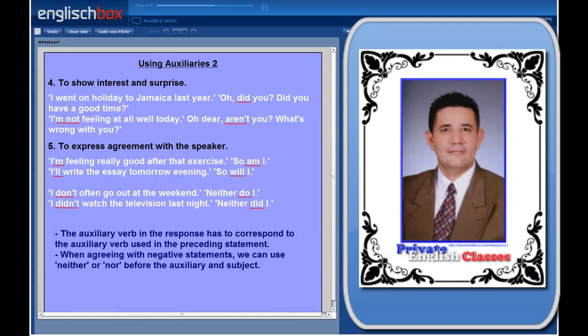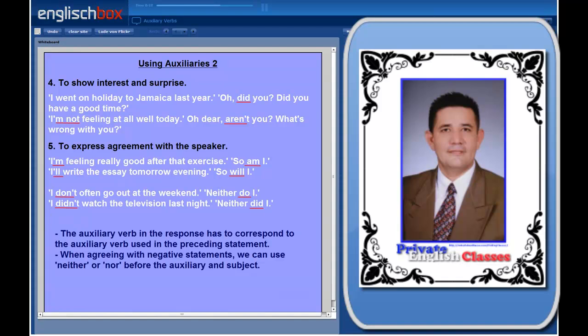Finally, number 5, to express agreement with the speaker, either in positive or in negative. I'm feeling really good after that exercise. So am I. Another way of saying me too. I'll write the essay tomorrow evening, so will I. So again, we can see that we use the word so, and then we match the auxiliary to the auxiliary used in the preceding statement, and then the subject.